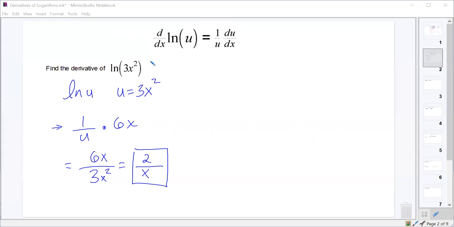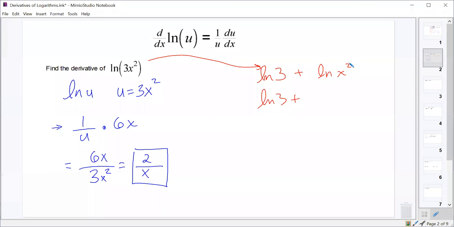Cool thing about logarithms of nice little polynomials is they can be rewritten using log rules. Just for fun, let's do this another way. Couldn't I make this natural log of 3 plus the natural log of x squared using log rules? It's 3 times x squared, so we could separate that into 2 logarithms using a plus sign. And if we were trying to take the derivative of this, we could also move this exponent of 2 out to the front. Isn't that another log rule?